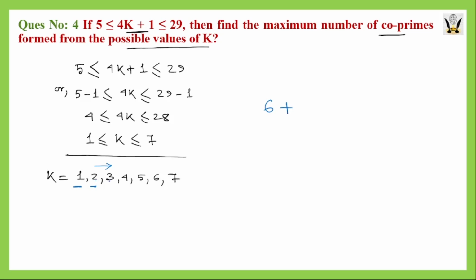So with 2, 3 is a prime number. They will form co-prime. Then 2 and 4. 4 is a multiple of 2. So they will not form any co-prime. But with 5, 5 is a prime number, they will form co-prime. That means 2, 6 is a multiple of 2, not possible, but with 7, they will form co-prime. So for 2, there are 3 possibilities of forming co-prime.